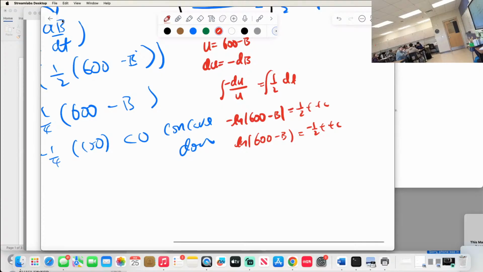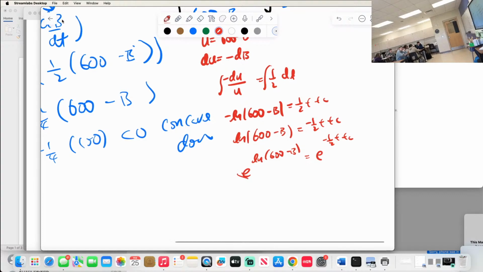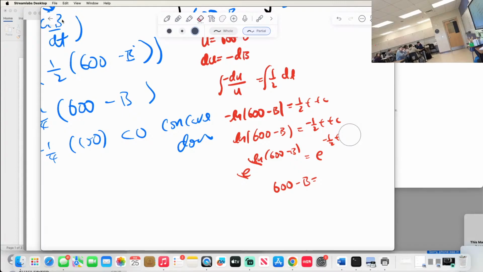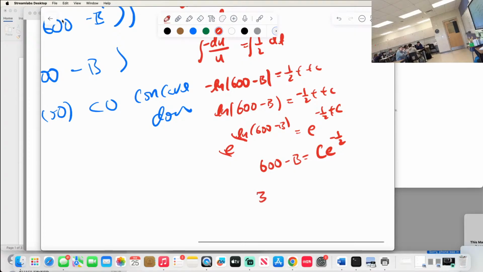I'm gonna e to the both sides, so that's gonna be e to the ln of 600 minus B equal to e to the negative 1/2 t plus c. So this will cancel out. This is 600 minus B equal to, now this is a plus c, right? So that's gonna be c e to the negative 1/2 t. Do you remember that? And if I solve for it, B is equal to 600 minus c e to the negative 1/2 t.